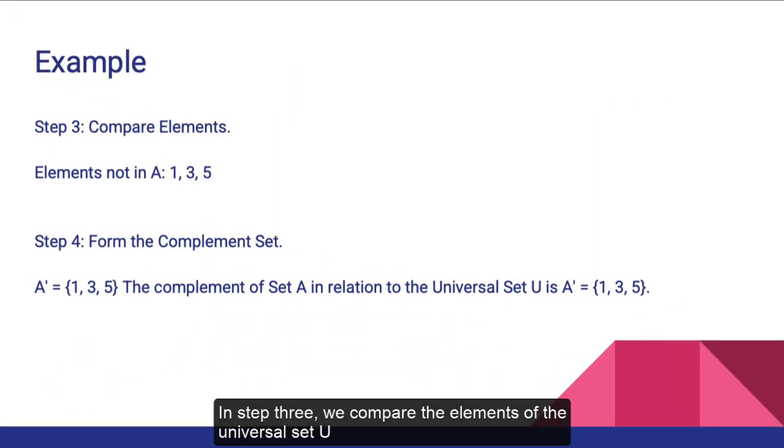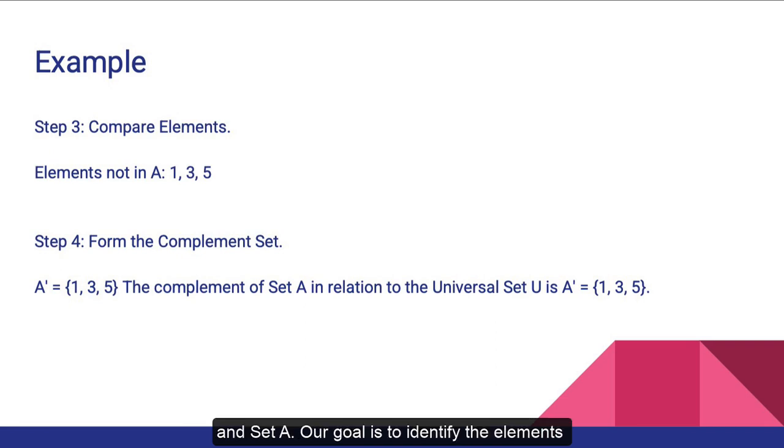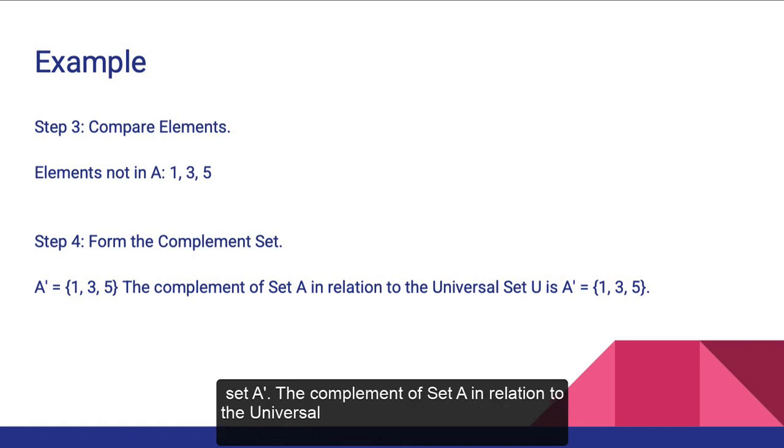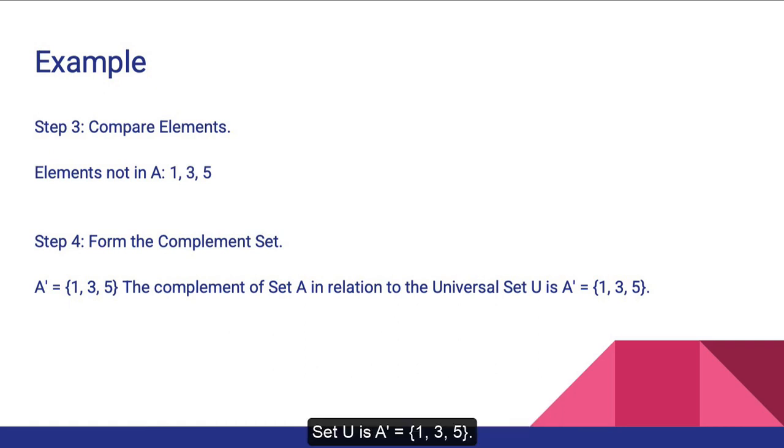In step 3, we compare the elements of the universal set U and set A. Our goal is to identify the elements that are not present in set A. Finally, in step 4, we use the elements we've identified in step 3 to form the complement set A'. The complement of set A in relation to the universal set U is A' equals {1, 3, 5}.